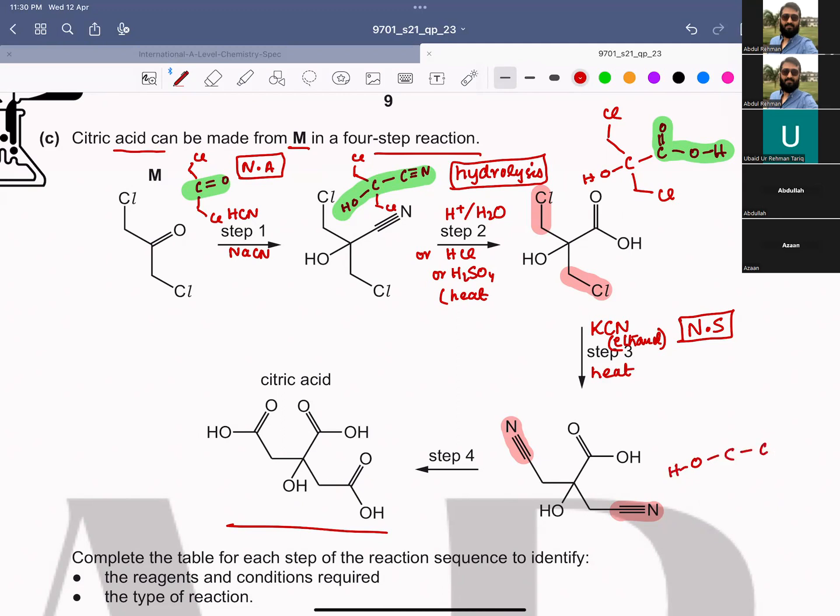There is a C, and this carboxylic acid is over here, and here we got a C triple bond N after CH2, and here we also got a C triple bond N. So if you see, these parts are changed into this. Is this understandable?